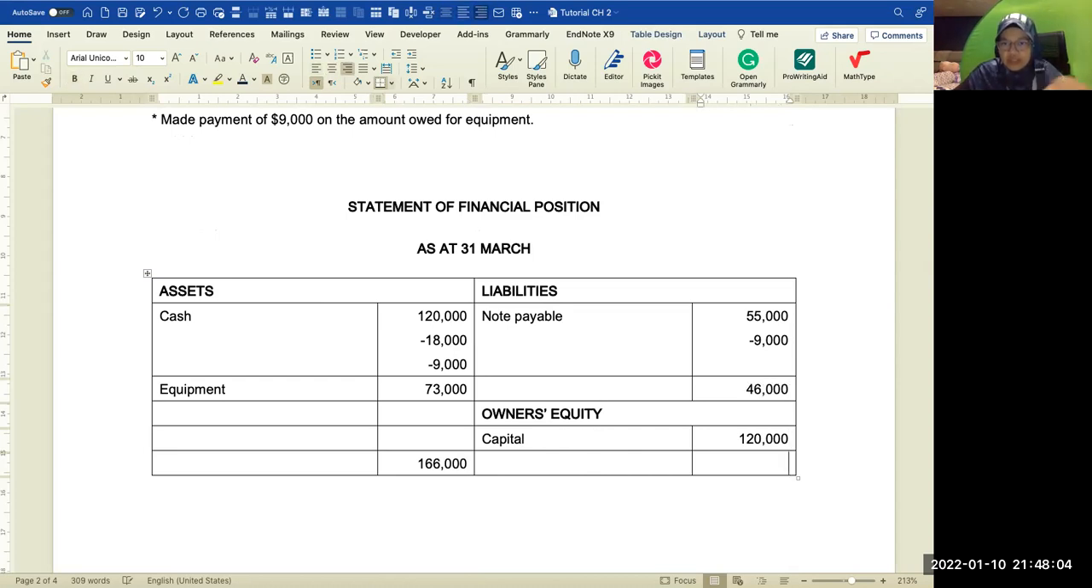And here is 120 plus 120. We have 166,000. So now you have on the right side and the left side the same figure. Okay. Happy?